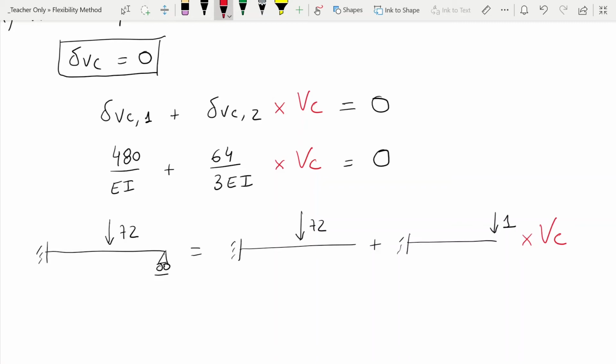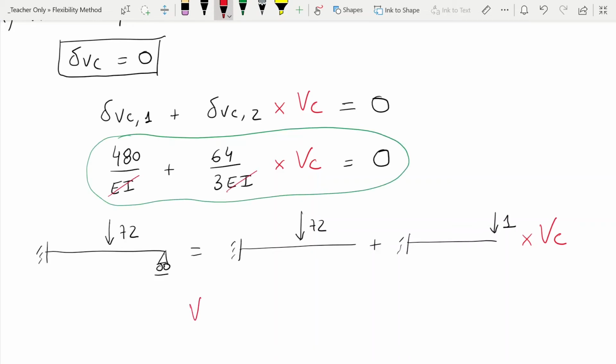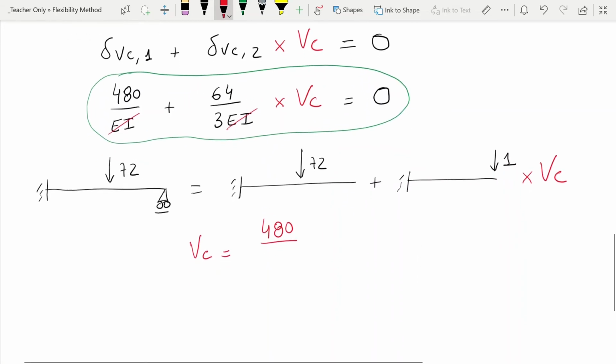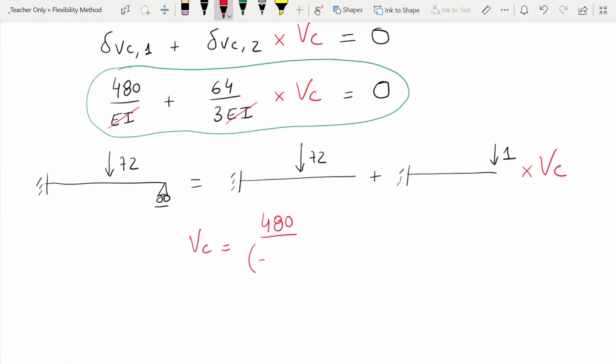And that's basically it. So now if we take this equation here and try to solve it, we know that the EIs will simplify and Vc will be equal to 480 divided by minus 64 over 3. And what we get in this case is minus 22.5 kilonewtons. And now, what does this minus come from?